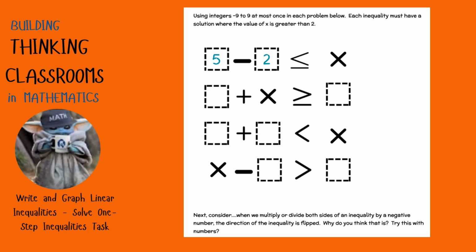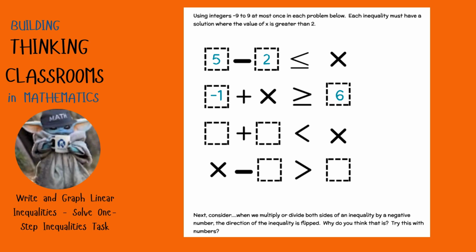So we want to make sure and look back, and the directions say each inequality must have a solution where the value of x is greater than 2. So if we have 5 minus 2, that would simplify to 3. Is it true? Does it meet that requirement? And that does, since we can also read it as x is greater than or equal to 3. We just want to make sure whatever it is, if it was simplified down, the value of x is not equal to 2, but is greater than 2.